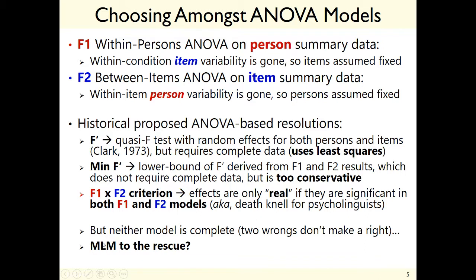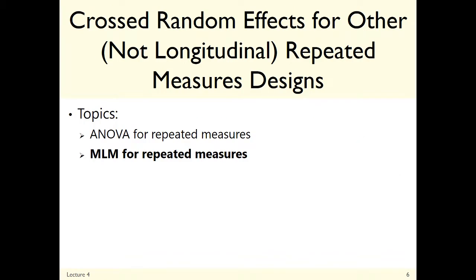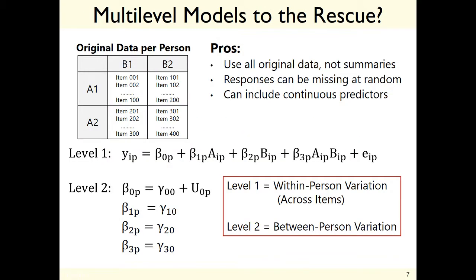And so at the time, I was thinking, well, I'm doing this multi-level stuff, and it sounds like items are nested in persons, so can multi-level solve this problem and change the world? So I thought, all right, what if we don't aggregate the data? What if we model all the items? So I would have response time for each item for each person. Items would be level 1, persons would be level 2.